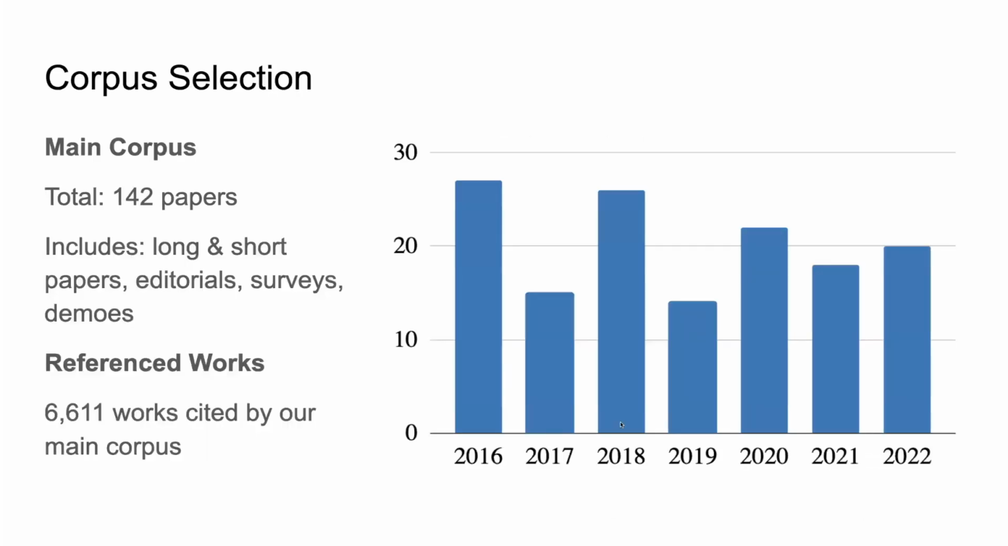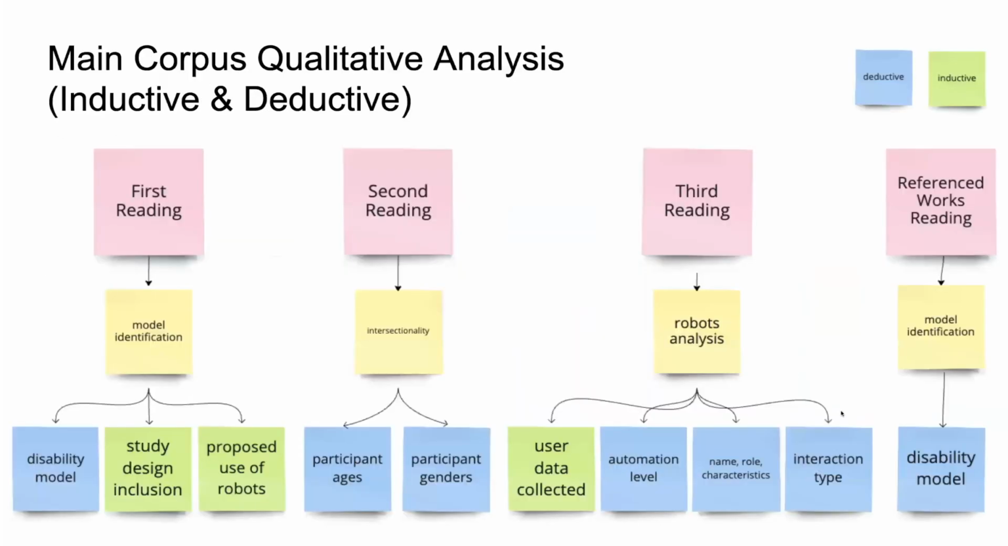And we ended up including 142 papers that were long and short papers, editorials, surveys, and demos. And from those 142 papers, we looked at the list of references from each paper and created our reference works corpus by including all of those reference papers.